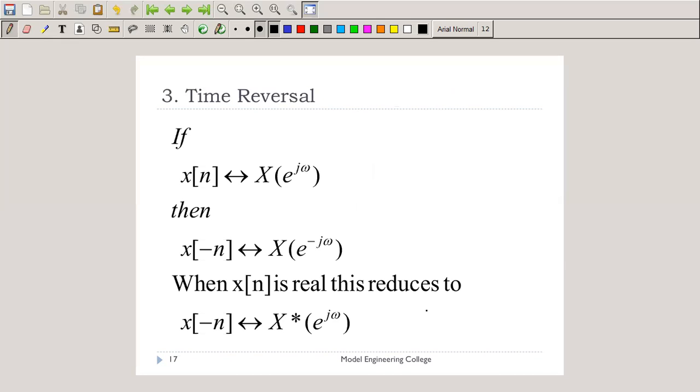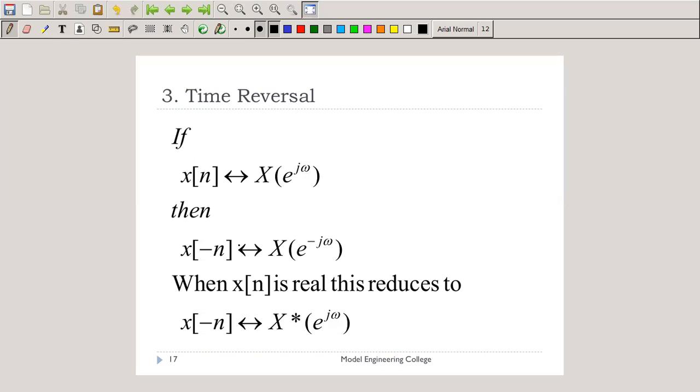Next property is the time reversal property. Here, if x of n and x of e raised to j omega form a DTFT pair, then x of minus n forms a DTFT pair with x of e raised to minus j omega. That is, DTFT of x of minus n is equal to x of e raised to minus j omega.